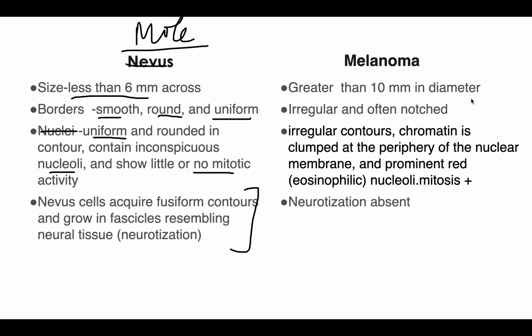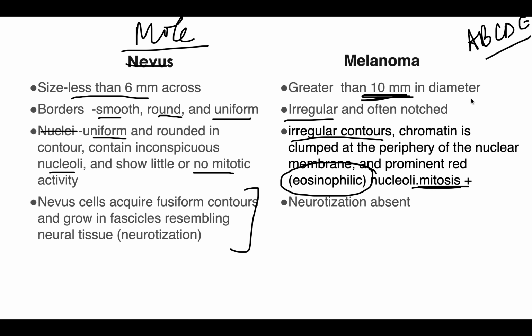In the melanoma, you will have size greater than 6 mm. It will be irregular. Remember the ABCDs of melanoma. Then in morphology, irregular contours will be present. Then you will have prominent eosinophilic nucleoli, and mitosis will also be present.